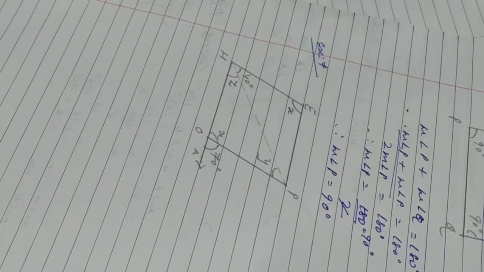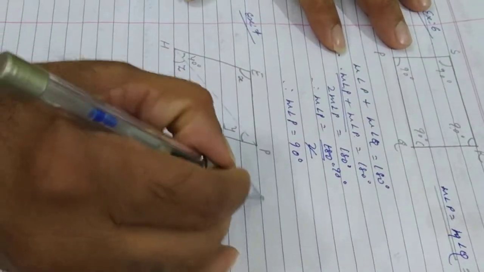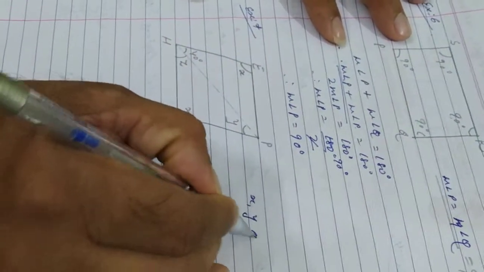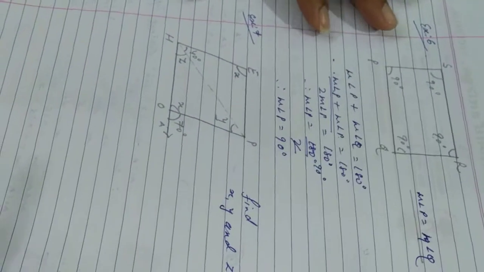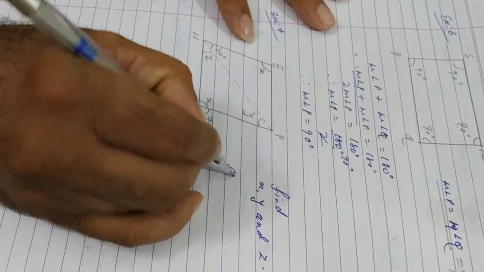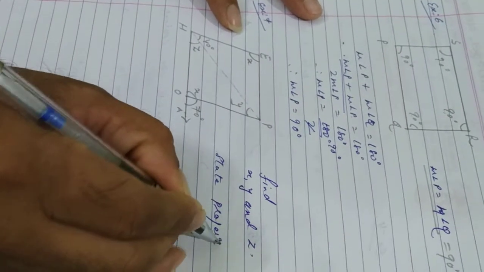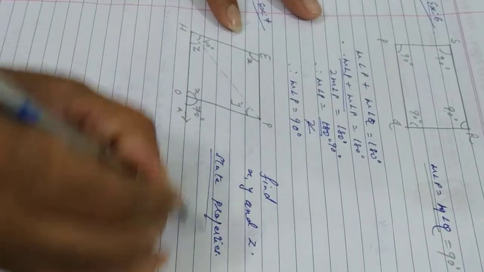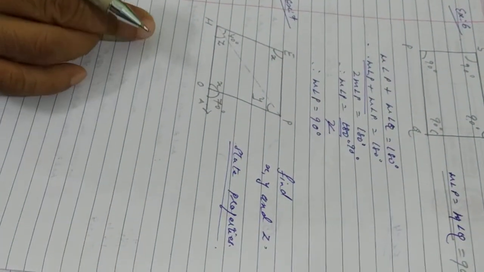Now, the adjacent figure HOPE is a parallelogram. Find angles X, Y, and Z. State the properties you use to find them. So not only do we have to find them, but mention the properties also, whichever we are using.